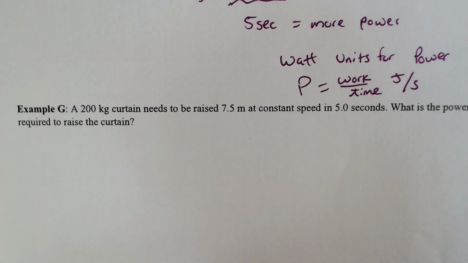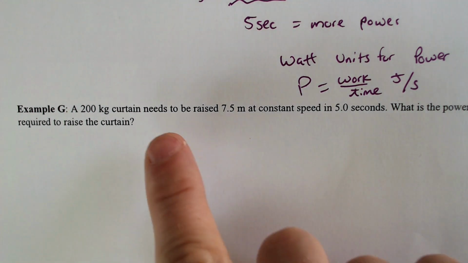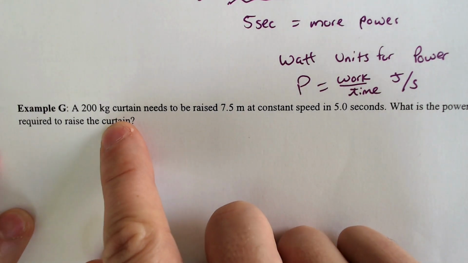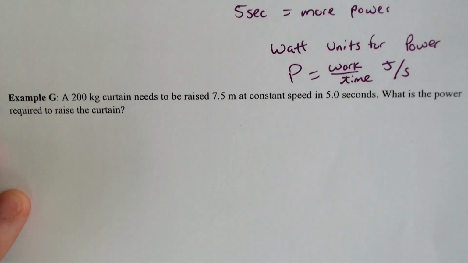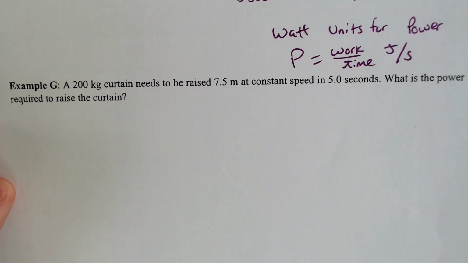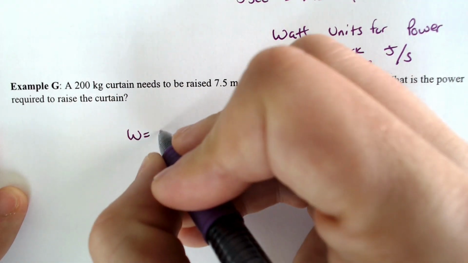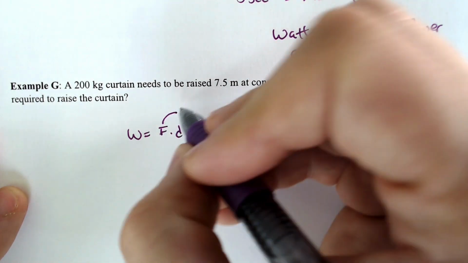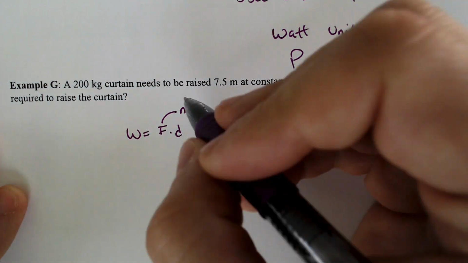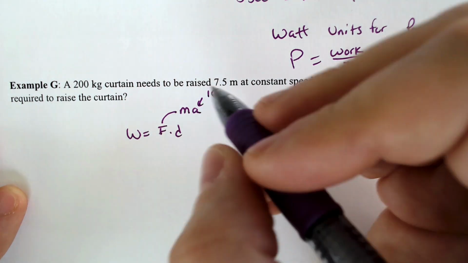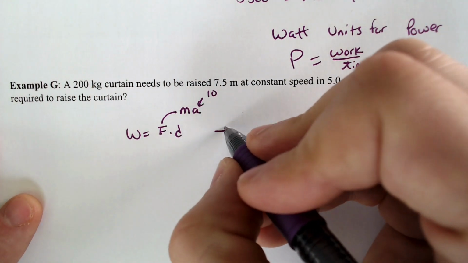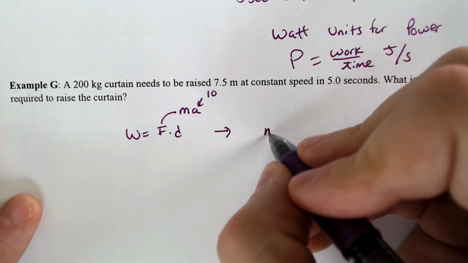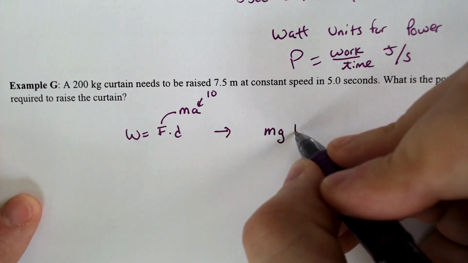What is the work that is done on this curtain? Well, this curtain is weighing 200 kilograms, and we need to raise it 7.5 meters. So the work being done will be the work that is fighting gravity. That would mean that your work would equal force times distance. The force would equal ma, and the a would be 10 for gravity. Okay? So for our work, we would have mg times d.